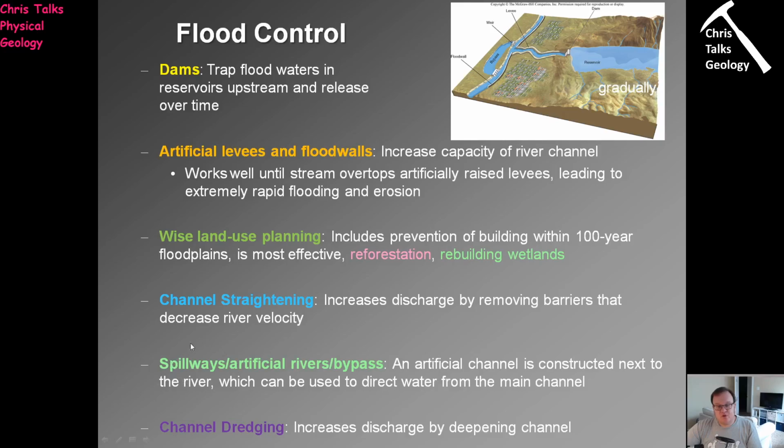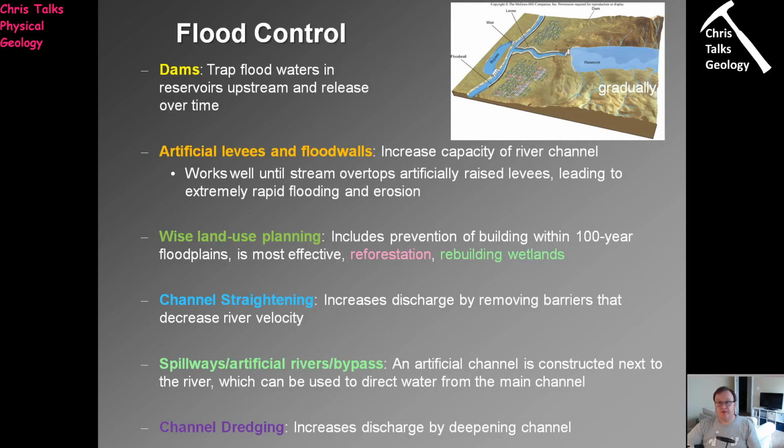Then we have spillways, artificial rivers and bypasses. We can see one up here in this diagram. So here's our river. And what it is essentially is a spillway or an artificial bypass or artificial river. Essentially, it's a man-made river. Now, you don't use it all the time, though. What happens is when your river starts to get too close to its flood stage, you open the gates and you allow some of the water to drain out of your river and use the bypass, the spillway, the artificial river.